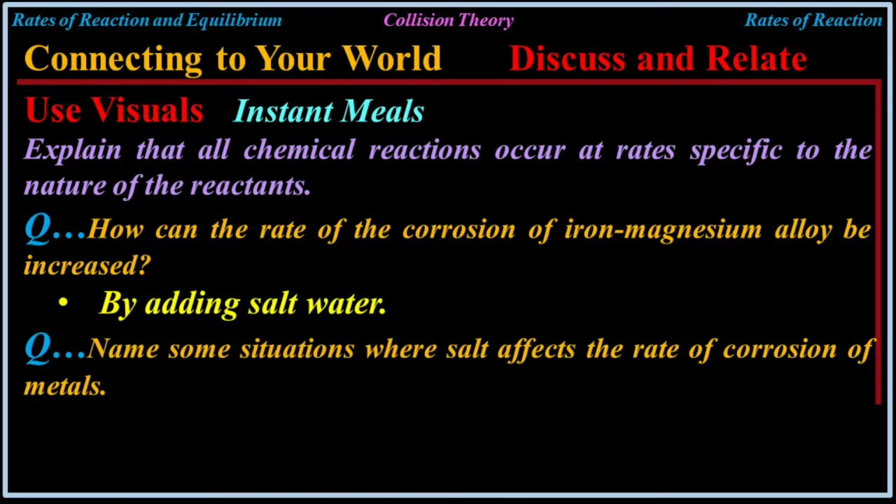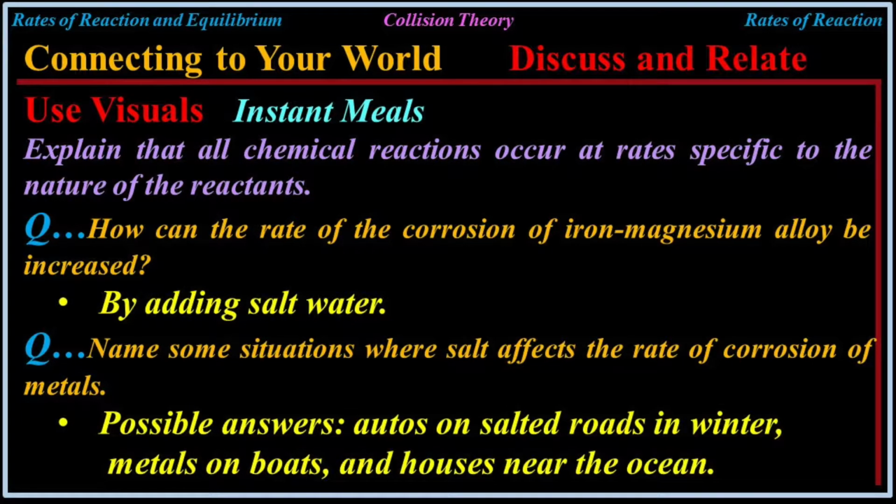of salt water. Name some situations where salt affects the rate of corrosion of metals. Possible answers: autos, salted roads in winter, metals on boats and houses near the ocean.